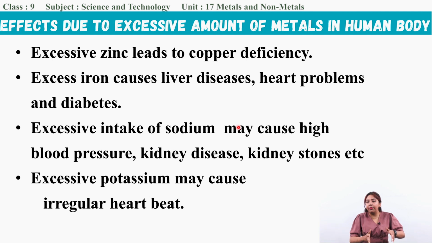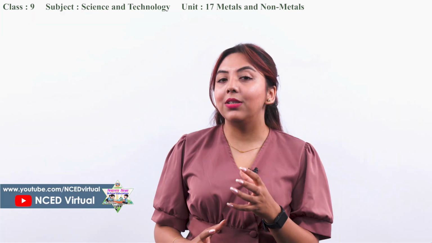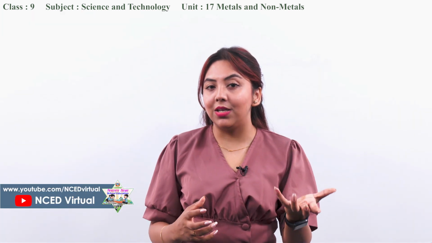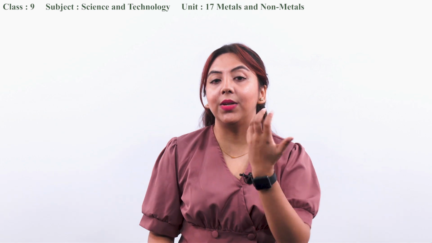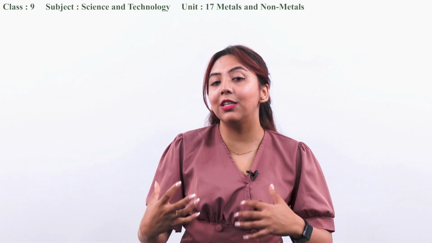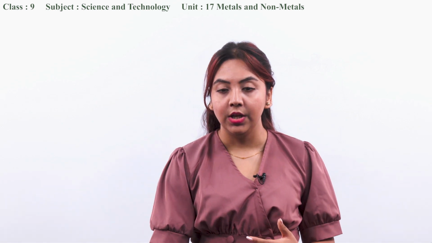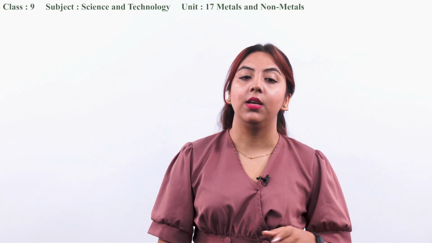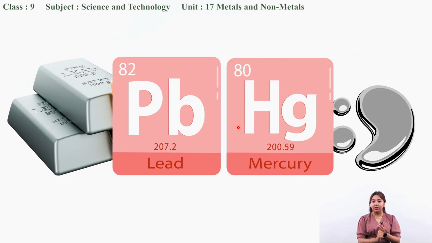So an excessive amount of metals is also not favorable and deficiency is also not favorable. So we should always take in all these metals in our body in appropriate amounts. Now we have already studied the advantages of many metals that help in our basic metabolic activities. Now let us look at certain metals that have a negative impact on our body. So we will study two metals, lead and mercury.